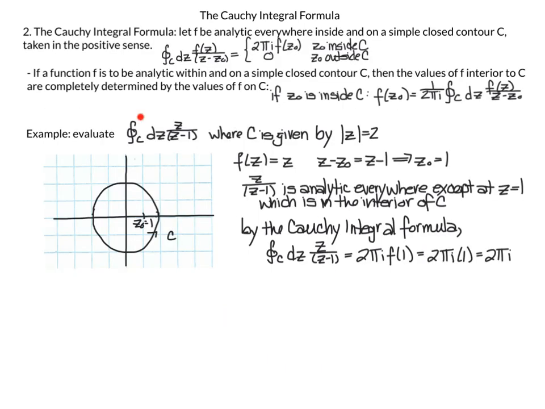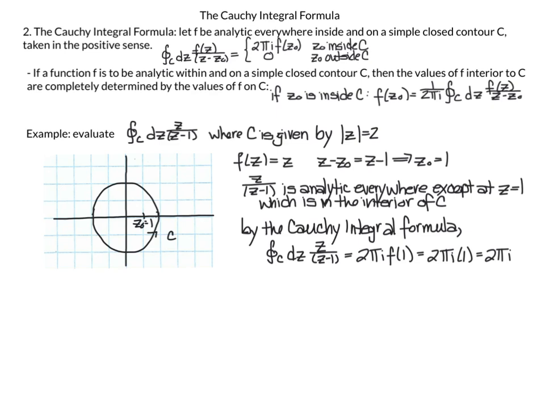So our first example is to integrate over the contour C, z over z minus 1, where C is given by the absolute value of z equal to 2. So that's a circle of radius 2. And here, our z naught is equal to 1. That's where our f of z over z minus z naught is not defined. Now remember, we want it in this form. f of z is equal to z. Our z minus z naught, well, that's z minus 1. That means z naught is equal to 1.